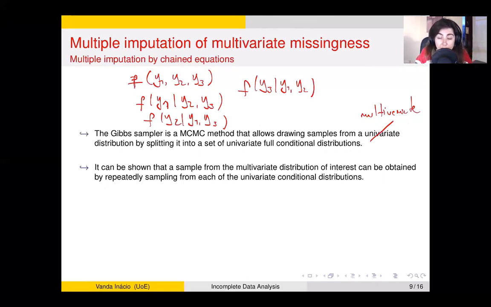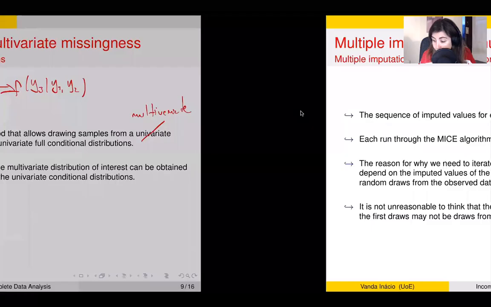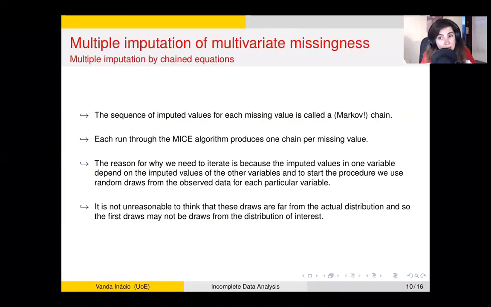Okay, and it can be shown that a sample of the multivariate distribution of interest can be obtained by repeated sampling from each of the univariate conditional distributions. So if I sample from this distribution, this distribution, this distribution, if I do this in an iterative way for long enough, it can be shown that I'm drawing from this distribution of interest. And that's the main idea behind mice, and I will come to this idea of Gibbs sampling in some minutes.